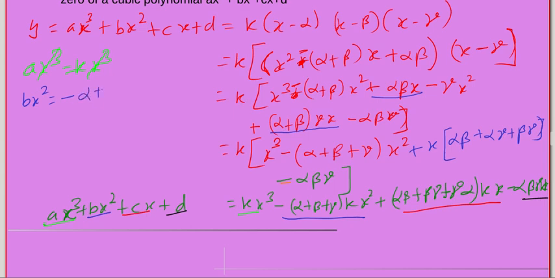Minus alpha plus beta plus gamma into kx square. If we cancel x square, alpha plus beta plus gamma only will remain here, and we have found that a is equal to k. So in place of k we can substitute a, and that minus a we will bring here. So minus b, this multiplication becomes division by a. In place of k we can write a. So minus b by a equals alpha plus beta plus gamma.